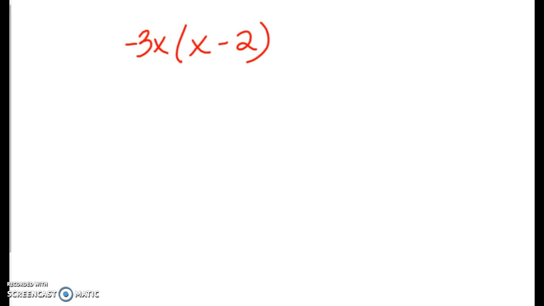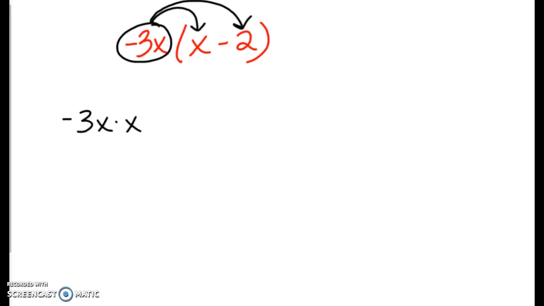Okay, so just because we have a negative 3x out in front, this is one whole term. We're going to take that term and multiply it by both terms on the inside. So I have negative 3x times x, and I have negative 3x times negative 2. For the first one, negative 3x times x, I get negative 3x to the second power.